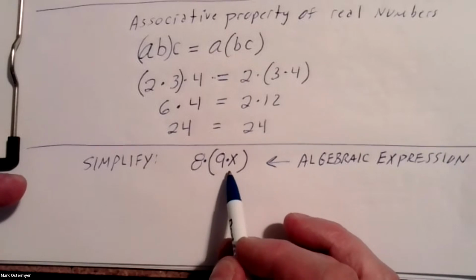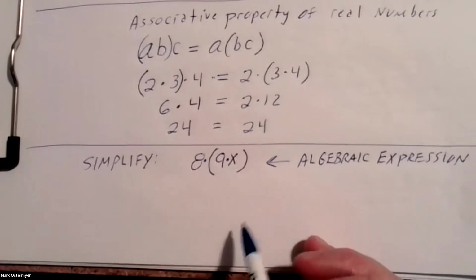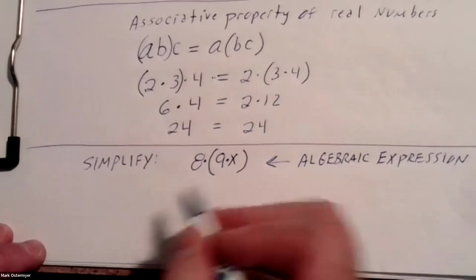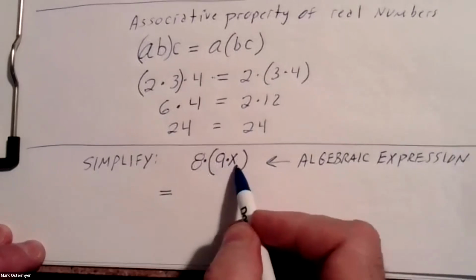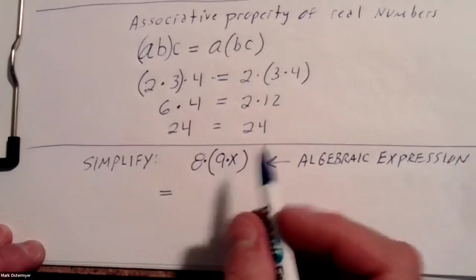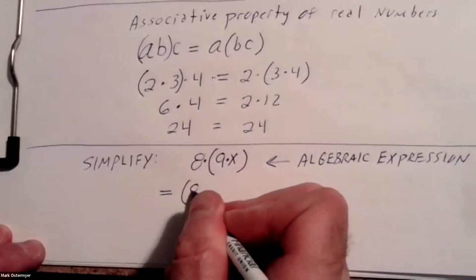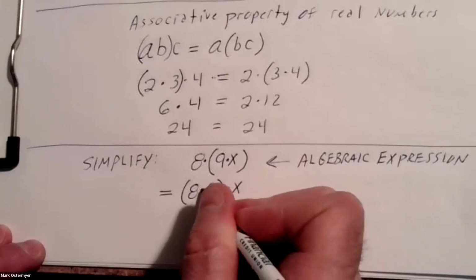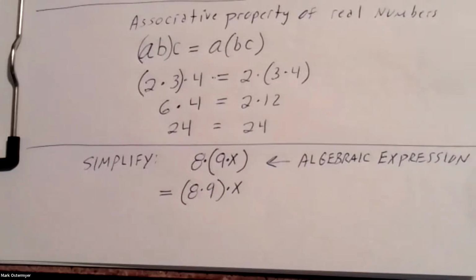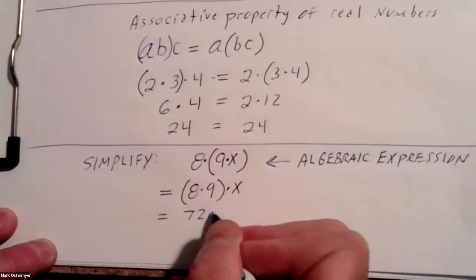Okay. But in order to simplify this variable or algebraic expression, we can use the associative property. Instead of multiplying the 9 and the x together first, could I not shift my parentheses and multiply the 8 and the 9 together first? Yes. And then multiply that by what? The x? Can I not do that using my associative property I just showed you? But now we can do this. What's 8 times 9? 72.